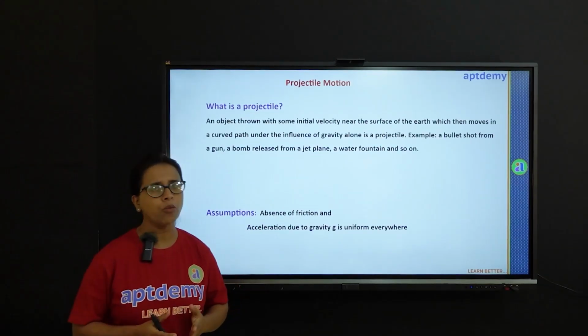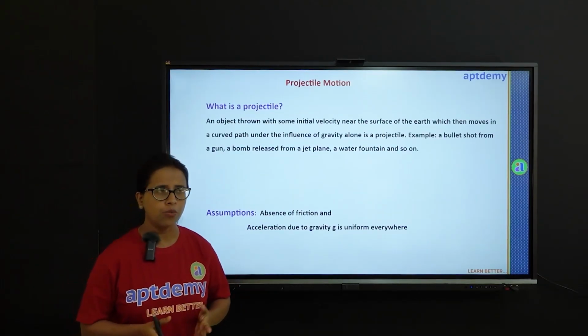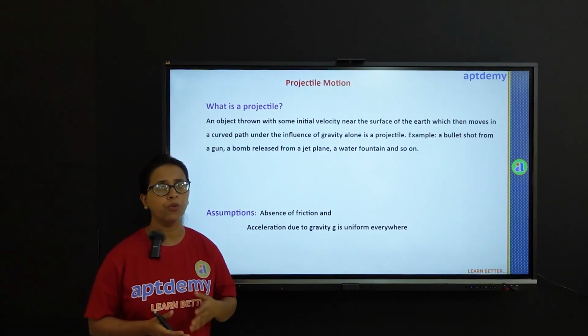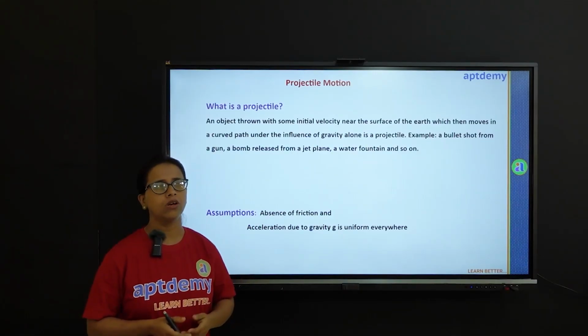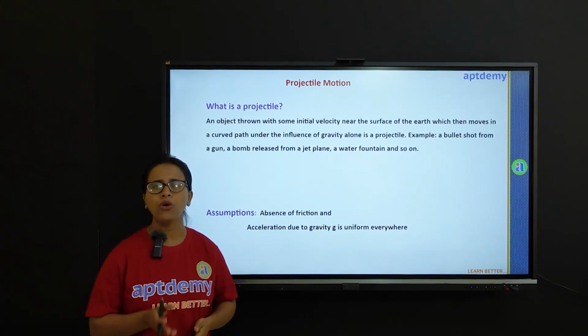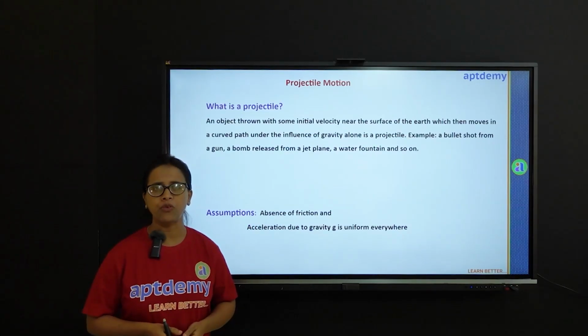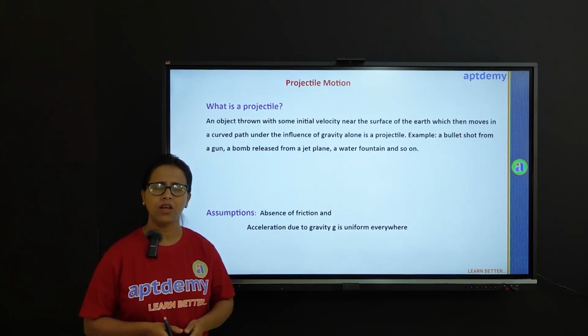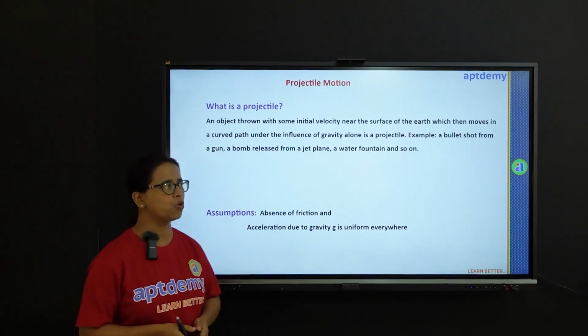Now, some common examples of projectiles may be the motion of a bullet fired from a gun, the motion of a bomb released from an aeroplane, or you must have seen water fountains in amusement parks. They too demonstrate projectile motion.